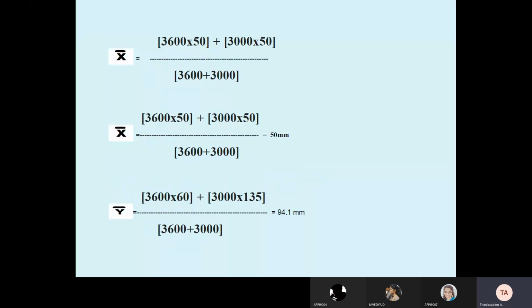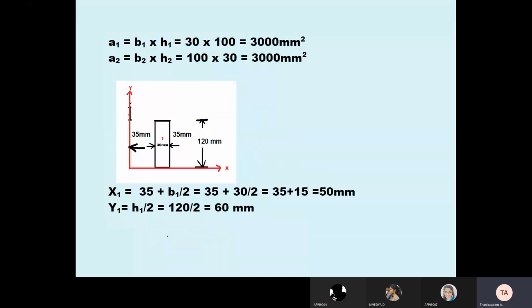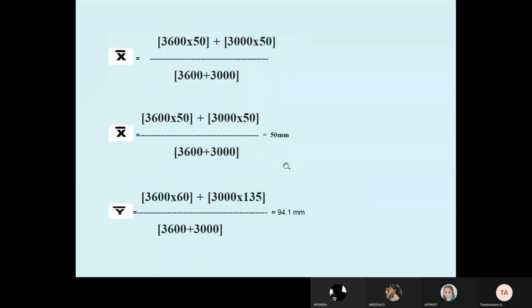Therefore, 3600, no? Area is 30 into 120, not 100. 30 into 120, 3600 mm squared. So apply all the values. Say x bar 50 mm. Students, x bar 50 mm. Y bar 94.1 mm. Okay.